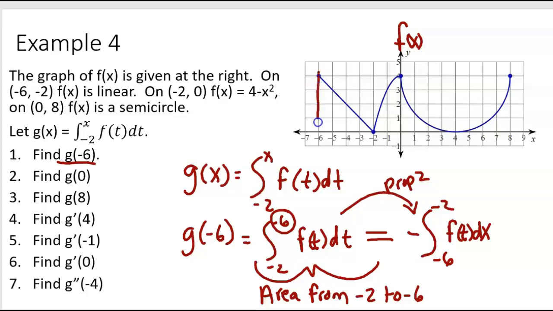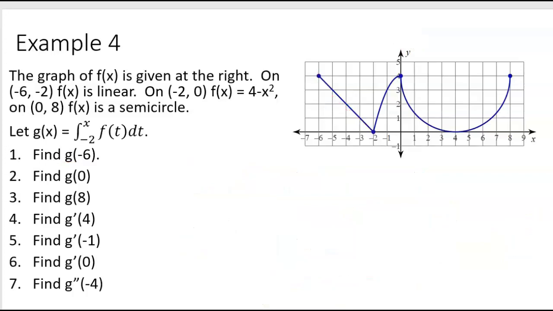So basically, that would be this triangle right here. So the base times the height, that'd be 4 times 4, which is 16, cut in half, which is 8. And so the answer here would be 8. But since there is that negative in the front, because we had to apply property 2, the answer is -8. Okay, so basically just plug it in and then find the area under the curve. Make sure you use the properties when necessary. Let's look at another one here. Let's do g of 0.